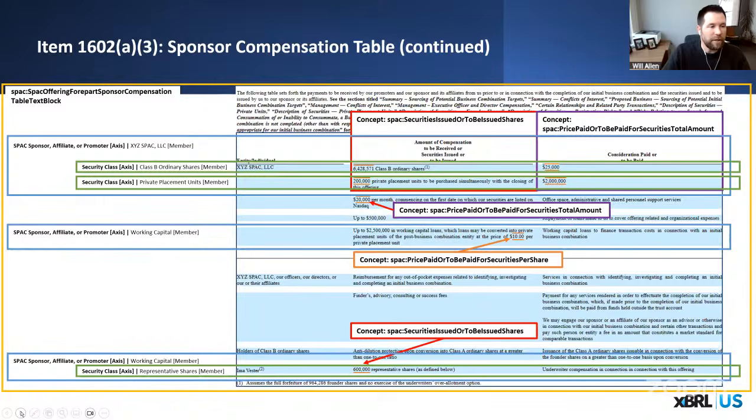So there are 2 different types of securities that they are potentially to receive. And then below that, we've got additional sponsor affiliates. So we've got a working capital member. And then the last one, the sponsor affiliate, is an additional person.